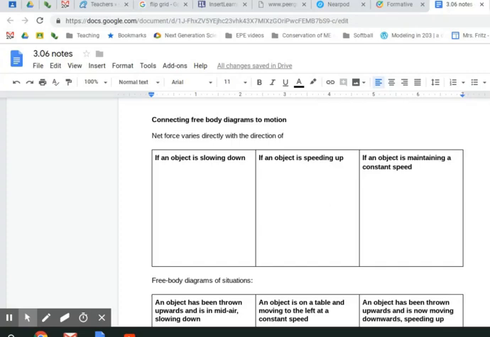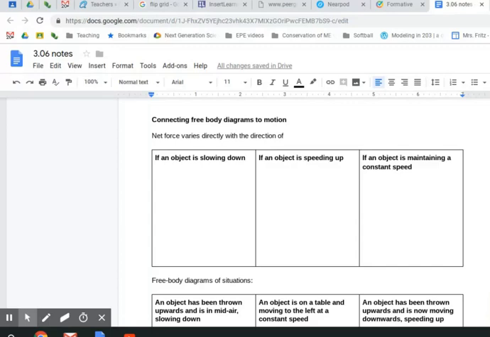Hey everybody, we're going to do some 3.06 notes. It has to do with connecting the free body diagrams to the motion of an object. So if we have a little bit of information about the object and we also have the free body diagram, we can talk about whether something's speeding up, slowing down, constant speed, things like that.